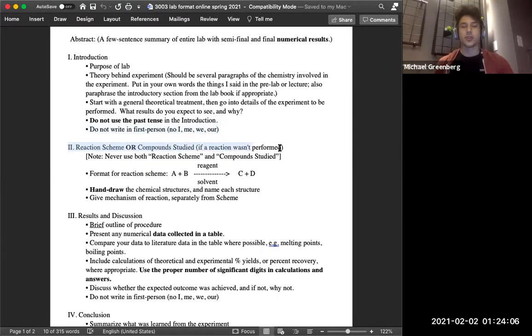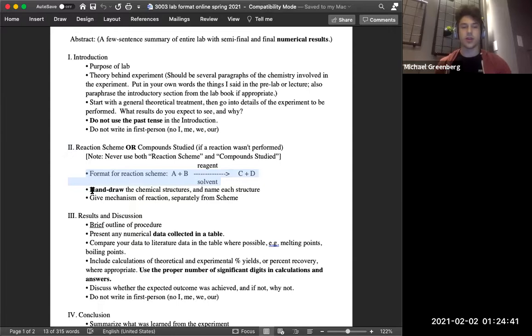Then after the introduction, you're going to have the next section, which is your reaction scheme or the compound studied, in which you're going to put down the compounds and their relevant properties, like their melting points, densities, boiling points, color, luster, et cetera. And reaction schemes: you're going to show the reactions that you're doing as well as their relevant mechanisms. You can see the general format over here.